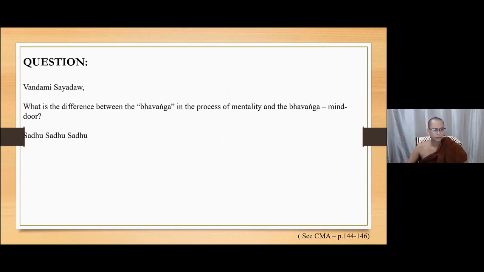Vandami Bante, what is the difference between bhavanga in the process of mentality and the bhavanga mind door?